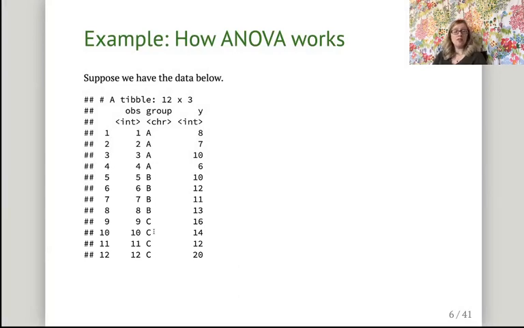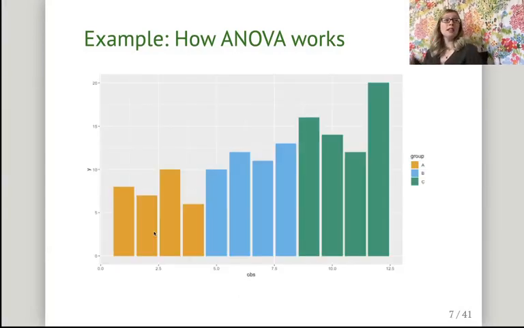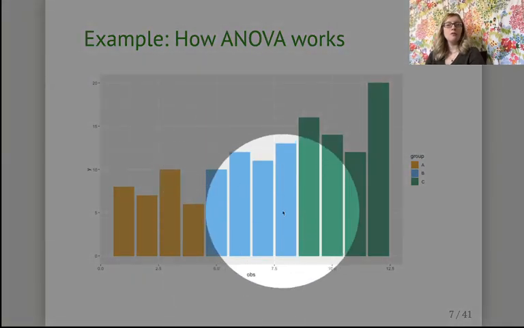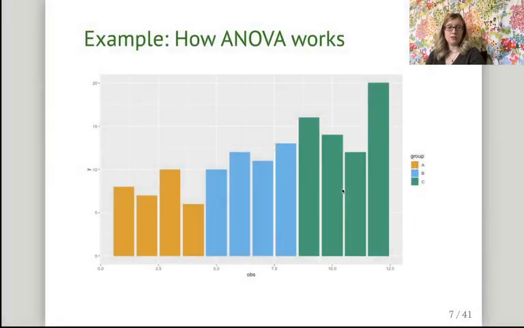So here's our 12 observations. Each of these bars represents just a single observation. So we have 4 bars indicating values for group A, 4 bars indicating values for group B, 4 bars indicating values for group C.